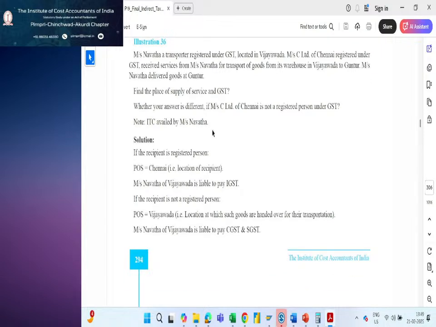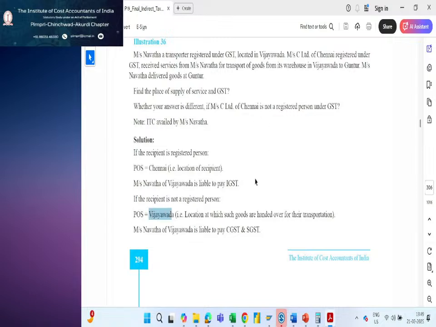So in this case, it is already given registered under GST. So the location of the recipient is Chennai. He is also registered. So the place of supply is Chennai and they are liable to pay IGST. And for the second case, if he is not a registered person, then where the goods are handed over, that is the place of supply of service. Where the goods are handed over here is Vijayawada.